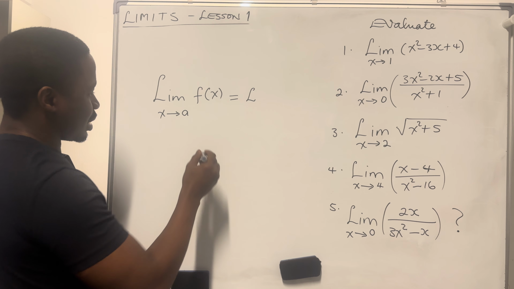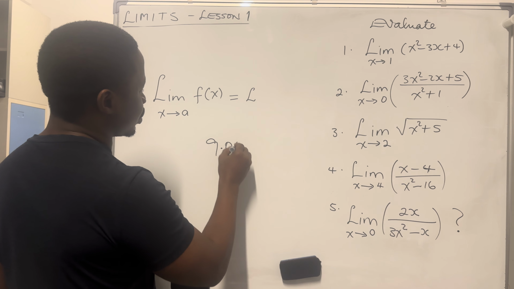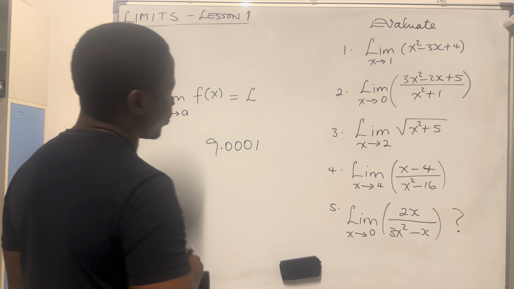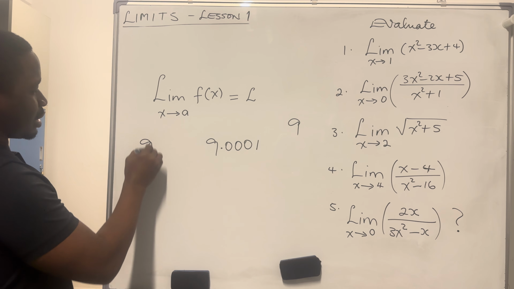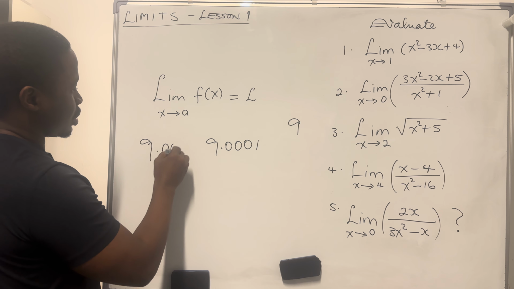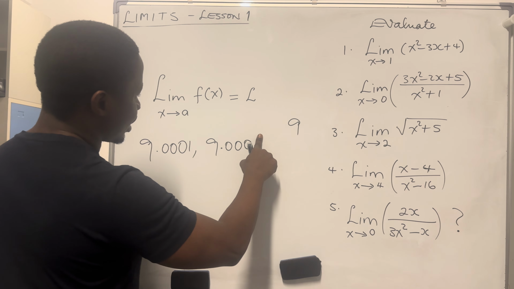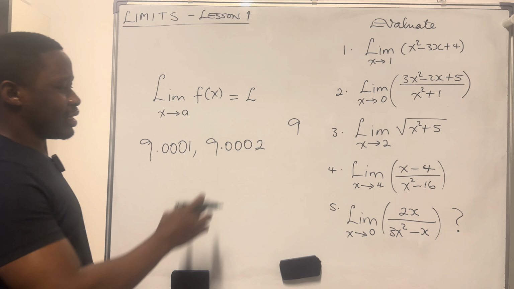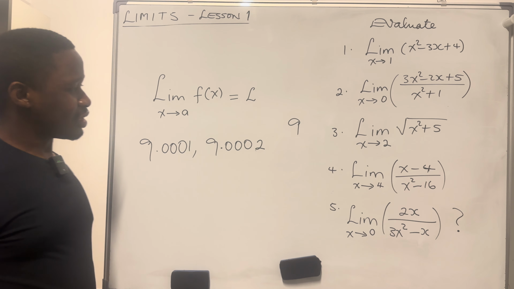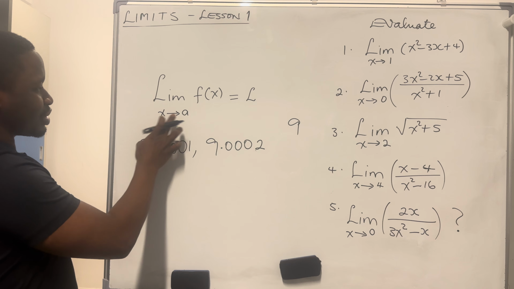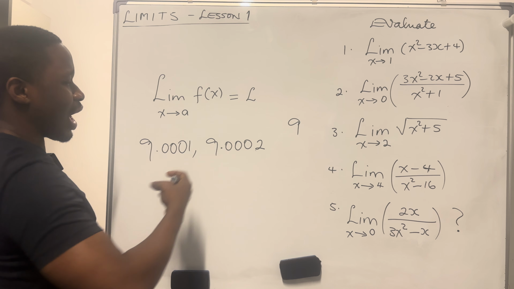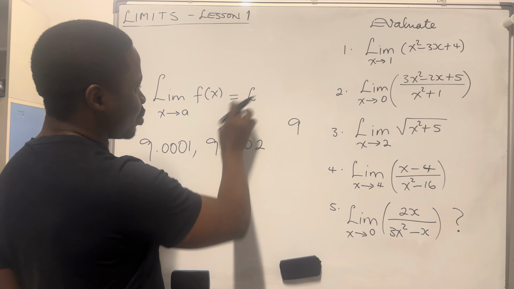This is like when we say 9.0001. When you have something like this, approximately, we can just say 9 because it is very, very close. Or let's say 9.000, let this one be 1 and this one be 2. So this is very close to 9. This is very close to 9. So when x approaches a, then the function will also arbitrarily approach the limit L.